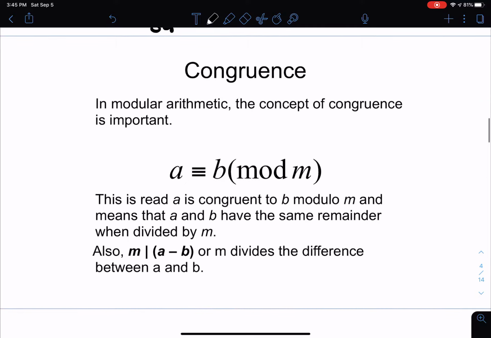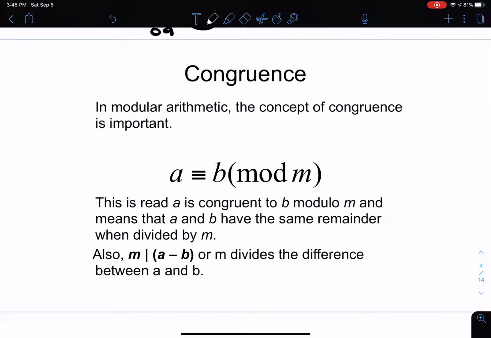But we're going to get all mathy, of course, and we're going to officially talk about something called congruence. That's an essential part of modular arithmetic, and this is where Carl Friedrich Gauss came in. That little symbol right there, which looks like a 3-barred equal sign, is our symbol for congruence. So if you see that, in this case you've got A is congruent to B, and in parentheses you see mod M, also known as modulus M. So this is read, A is congruent to B modulo M. And it means that A and B basically have the same remainder when divided by M.